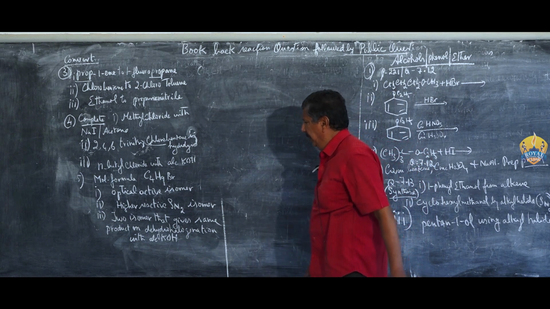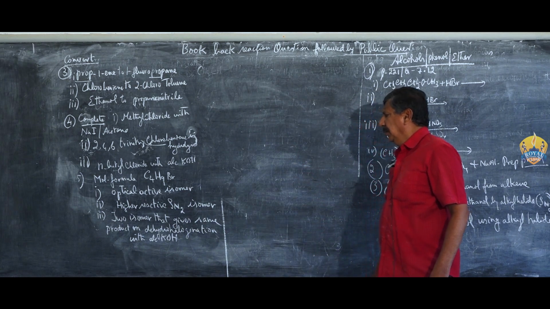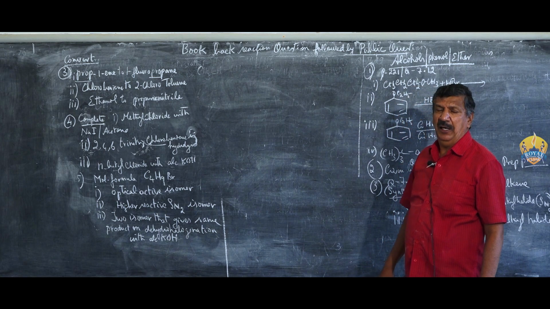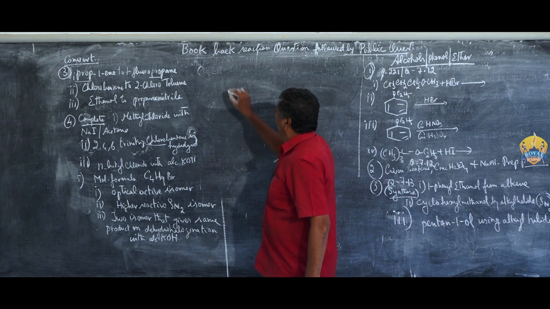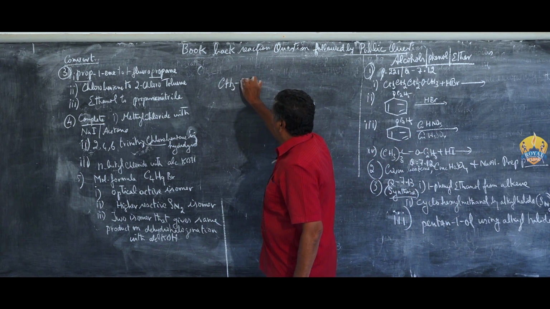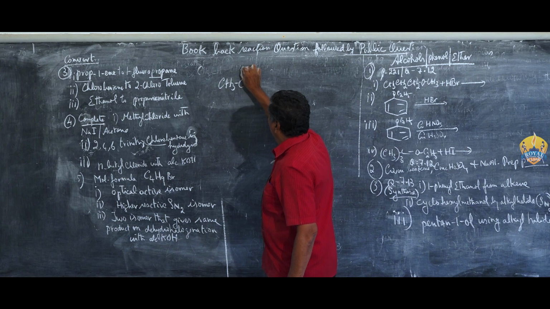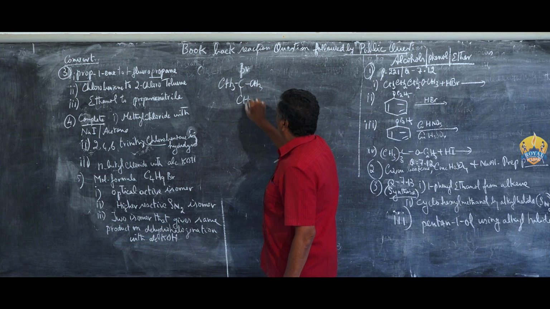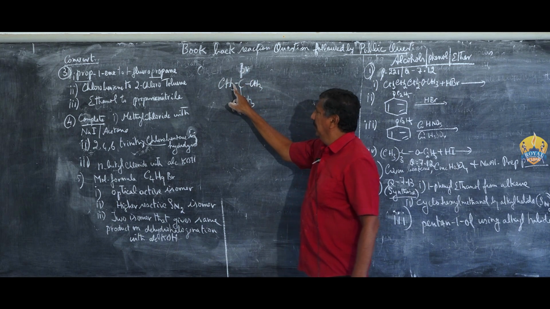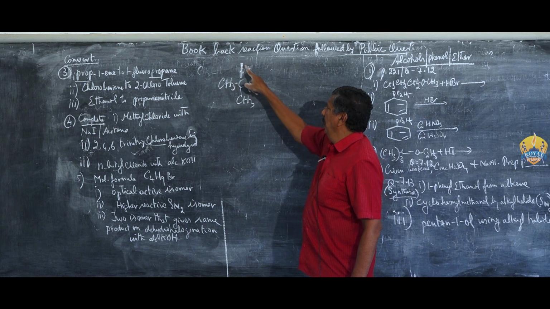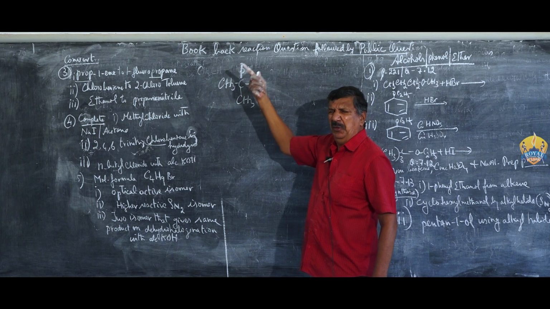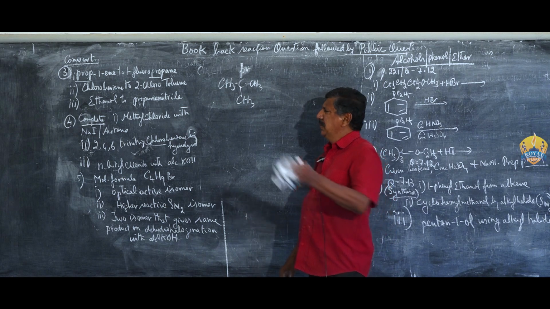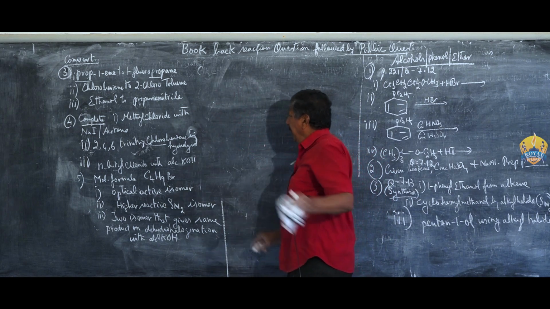Okay. Next one. Two isomers that give the same product. You see how difficult this question is. You cannot write this one. This is a wrong answer. When you remove HBr, there will be a double bond, but both are the same. So this is not possible. Then you go for this one.